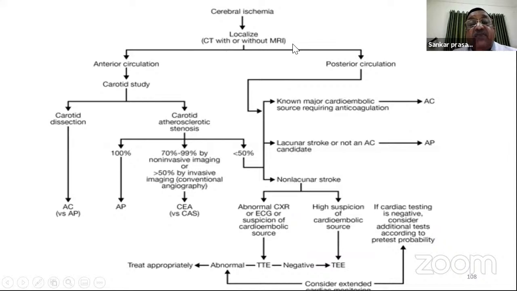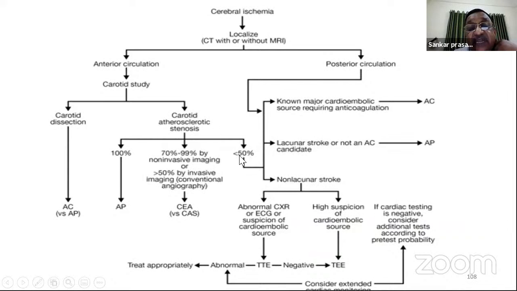CT with or without MRI. If it is an anterior circulation stroke, you have to look at whether carotid dissection is there, then anticoagulation versus antiplatelets. If it is atherosclerotic stenosis, 100% only antiplatelets. If it is 70 to 99% by non-invasive imaging, that is Doppler studies, or more than 50% by invasive imaging, that is conventional angiography, you plan for a surgery called carotid endarterectomy or carotid angioplasty.